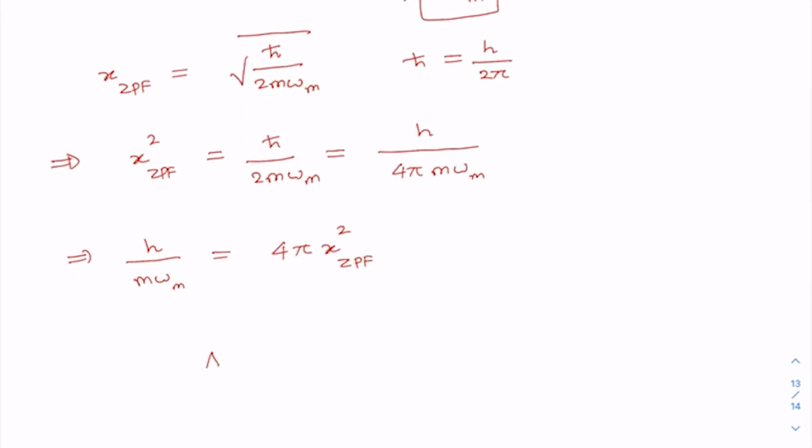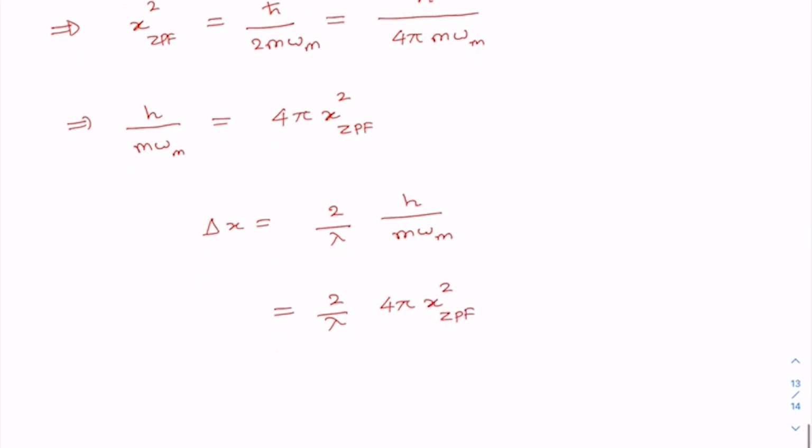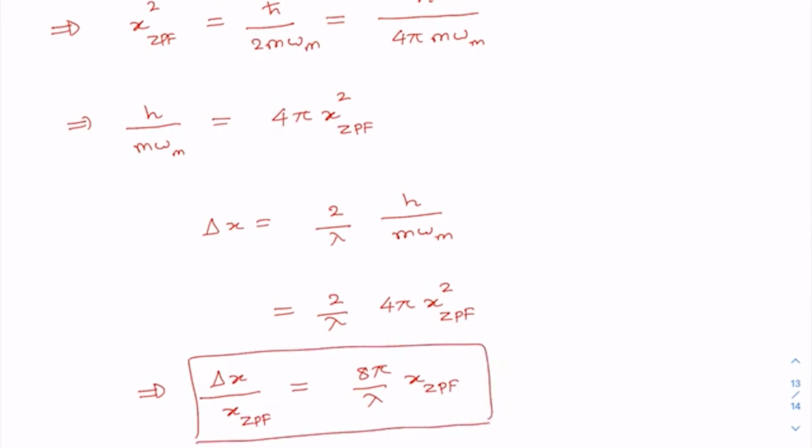Now we have delta x is equal to 2 by lambda into h divided by m into omega m. So clearly we can now write it as 2 by lambda into 4 pi x square zero-point fluctuation, and from here I can write it as delta x divided by x zero-point fluctuation is equal to 8 pi by lambda into x zero-point fluctuation. So this is the required answer to the problem.